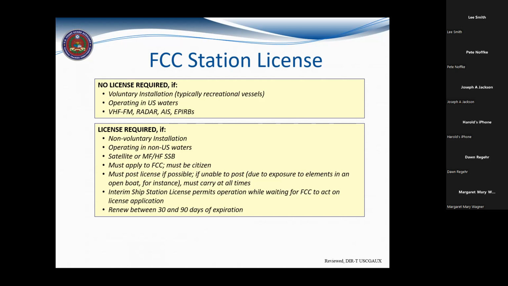If you need a ship station, you can request the issuance of an interim station license, which they can provide you when you are applying for it. And as it comes due for expiration, you need to submit your renewal in a timely fashion so that you have time to get it before it expires. Otherwise, you are no longer authorized to use the radio. If you are not going into Canadian waters, you probably are not going to require the license.